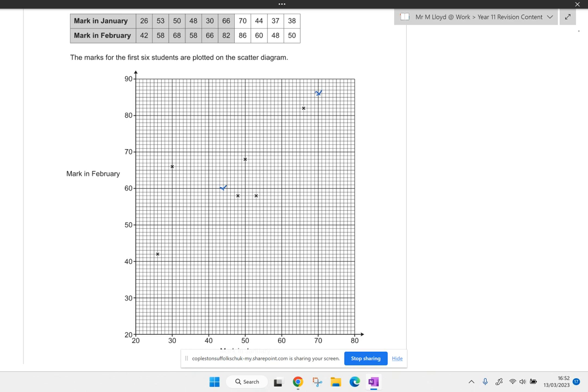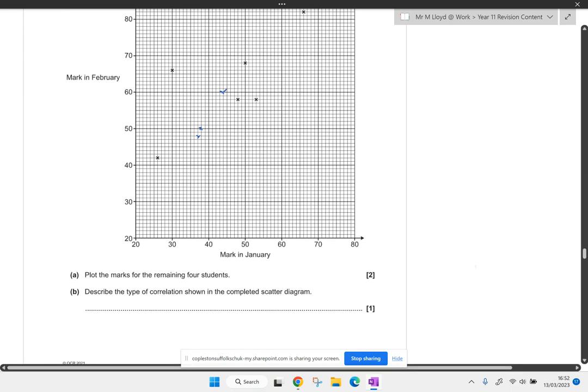37 to 48. Oh, wow. It's going to go there. And then we've got 38 to 50. So 1 and 2 into there. All right, so they're quite close together, which is lovely. All right, I'm happy with that.